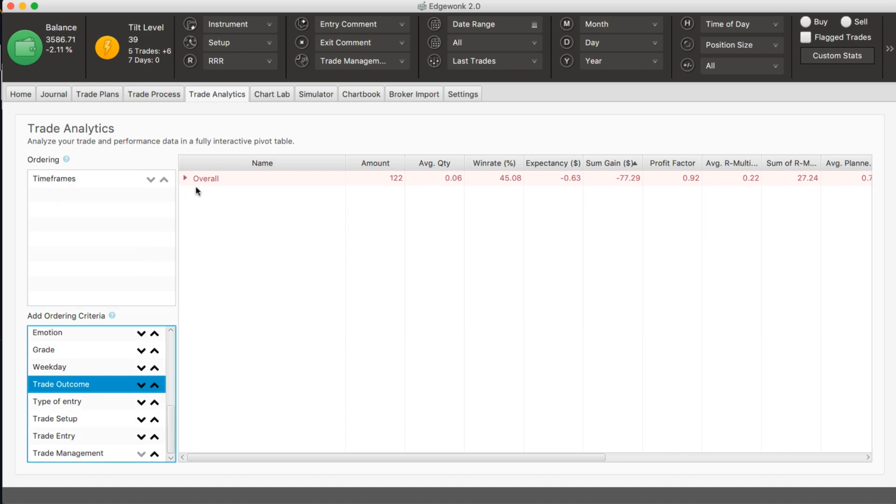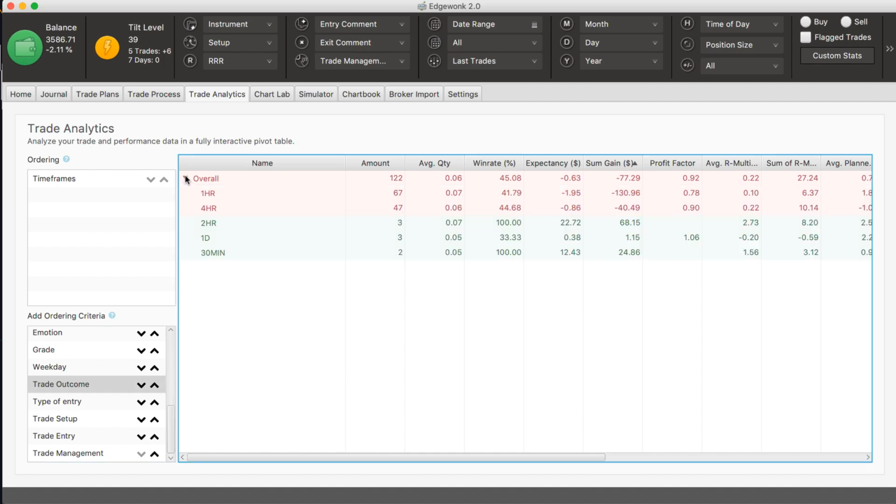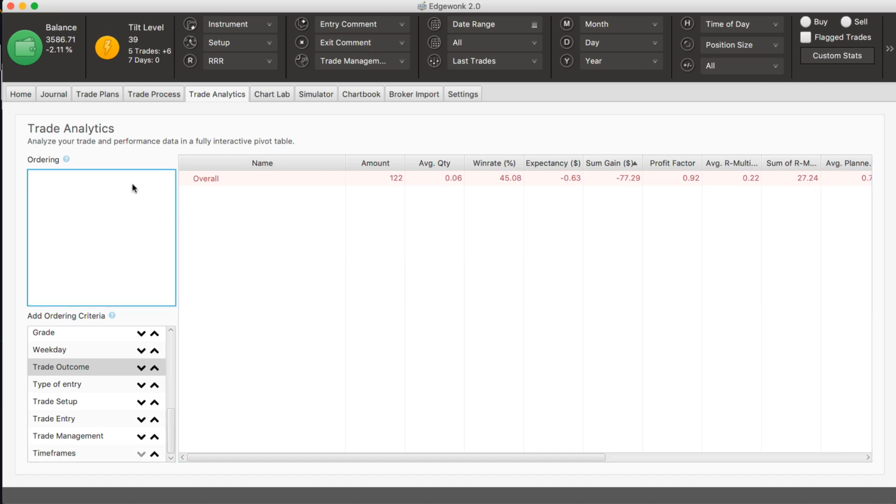We can also look at time frames, for example, since he tagged time frames. And one thing that really stands out here, again, half of his trades are on the 1 hour, but he lost $130 on all of those 1 hour trades. So maybe it's good to think about if it's really advisable to trade 1 hour for him, because clearly it seems like this is not working out for him. Maybe it's too low of a time frame and emotions are too big of a deal for him.